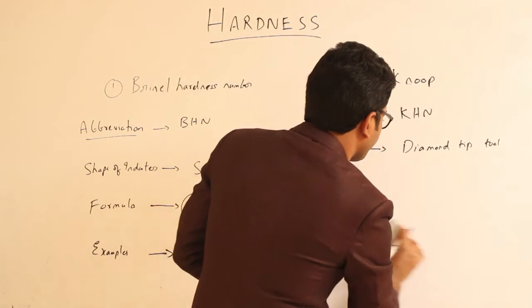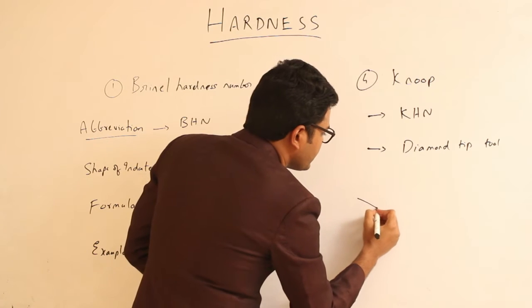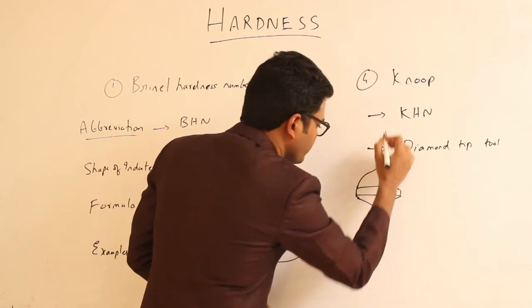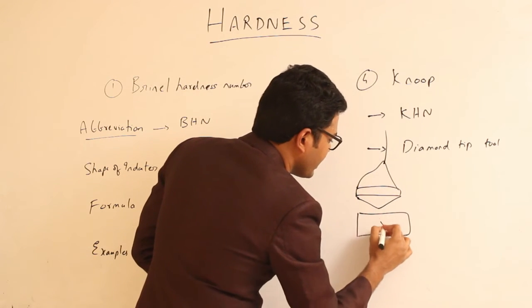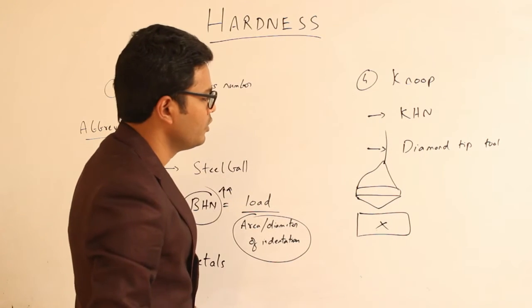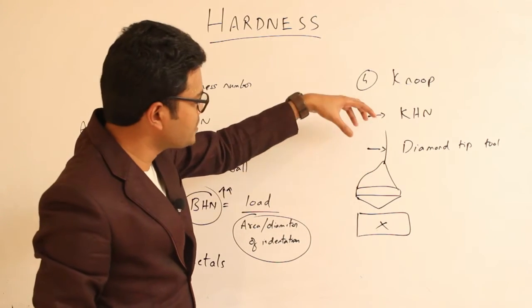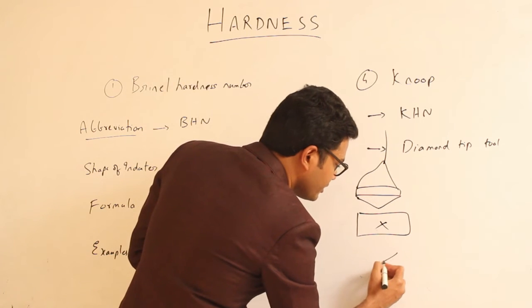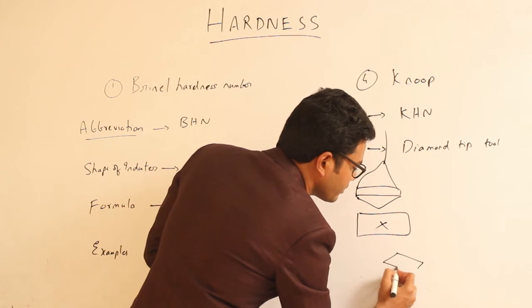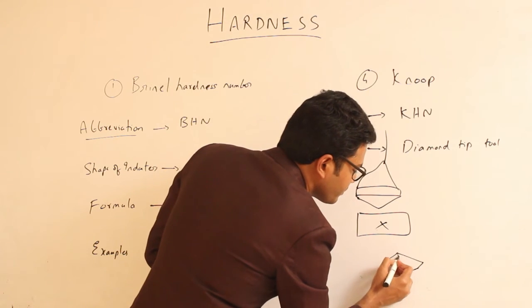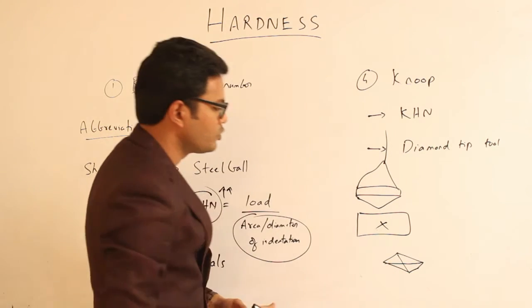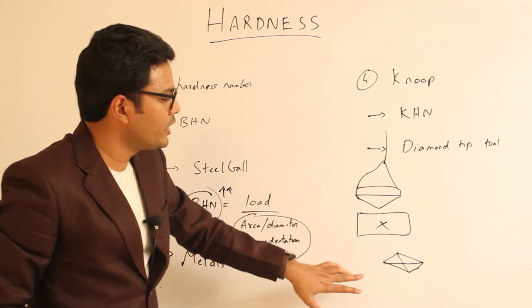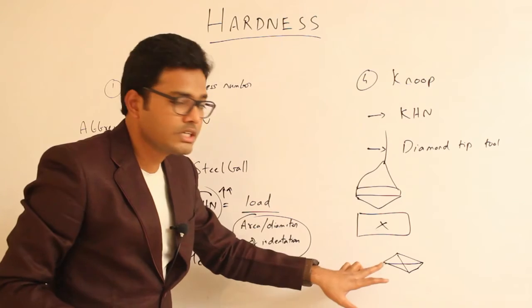So this is very important, because when we are using a diamond tip tool of specific dimension, we are taking a material X whose hardness has to be evaluated. So when this diamond tip tool with specified load is pressed onto this material, we obtain an indentation which is rhomboid in outline. Please note this point.